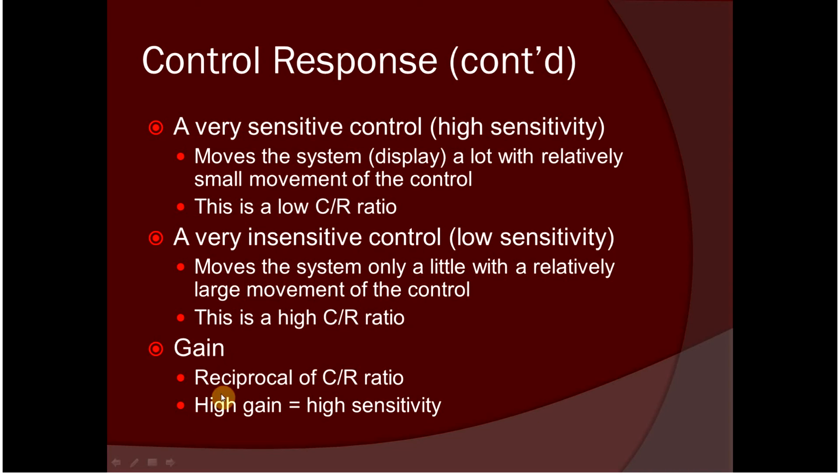Gain is kind of like a low CR ratio: I move the control just a little bit and I get a lot of movement in the system. I kind of get a gain, a multiplying effect. Just a little movement gives me a lot in the system. You're kind of increasing, maybe have an advantage, a mechanical advantage of some kind. So that's what the word gain means. But what you really need to know is that gain is the same as sensitivity, and it's the reciprocal of control response. All right.